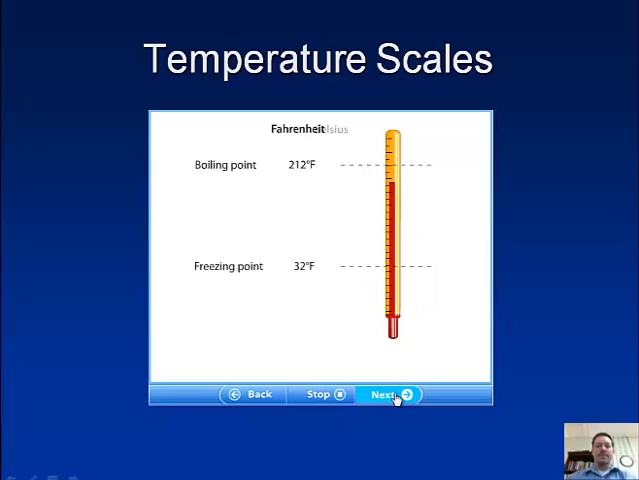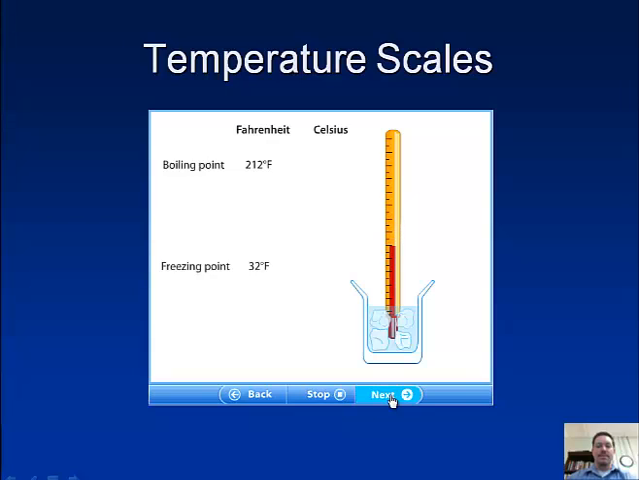The Celsius scale is the most commonly used scale for scientific purposes the world over. It is also used for non-scientific purposes outside of the United States. On this scale, 0 degrees is the freezing point of water and 100 degrees is defined as the boiling point of water. The Celsius scale is also called the centigrade scale because it has 100 degrees between freezing and boiling.